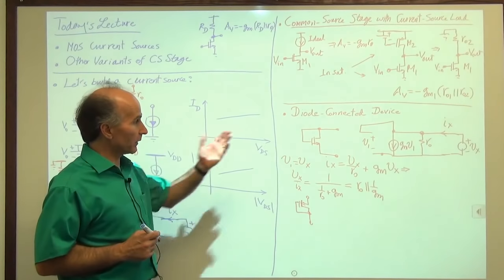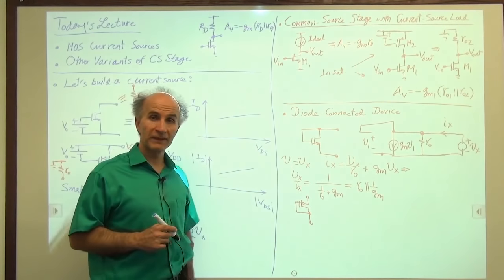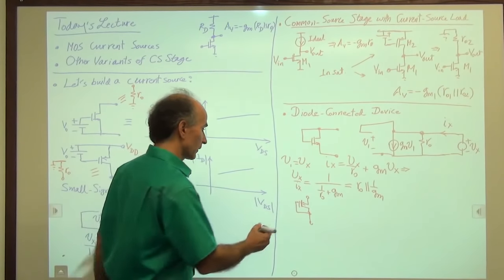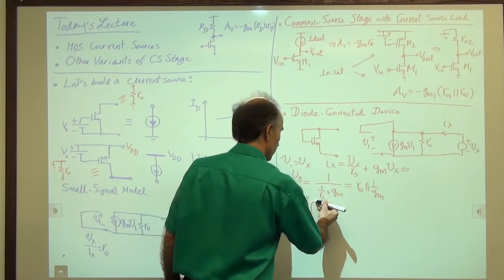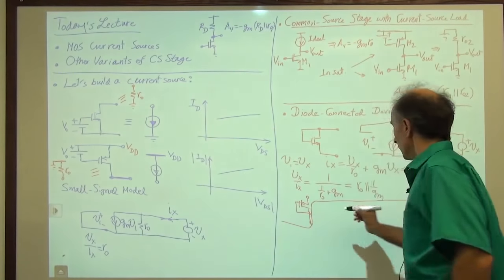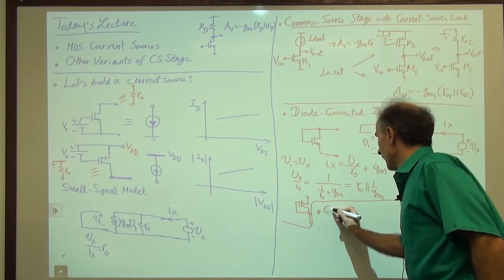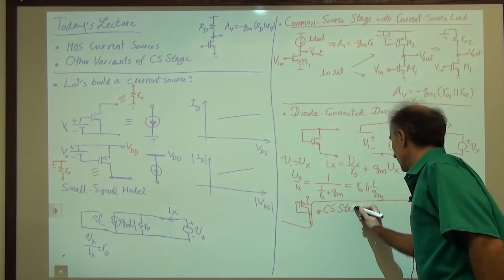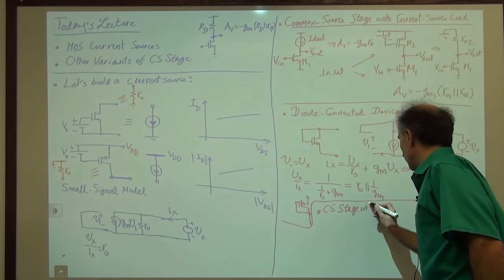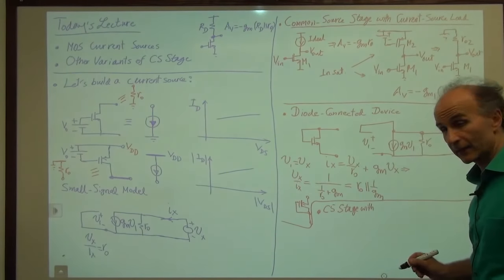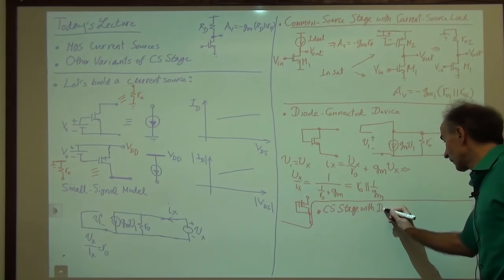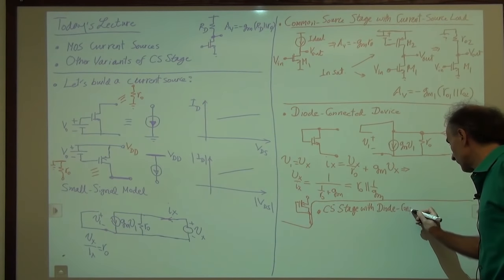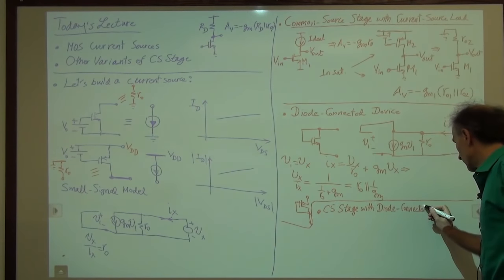Very well. Now that we have this device, we will build the next type of common source stage. So let's go ahead and do that. Let me draw a line here. We call this CS stage with, not surprisingly, diode connected load.